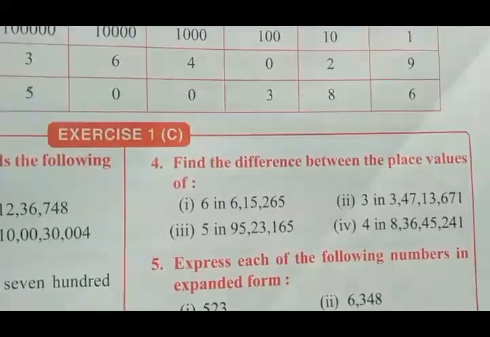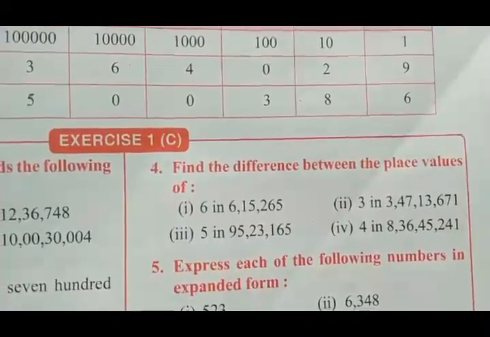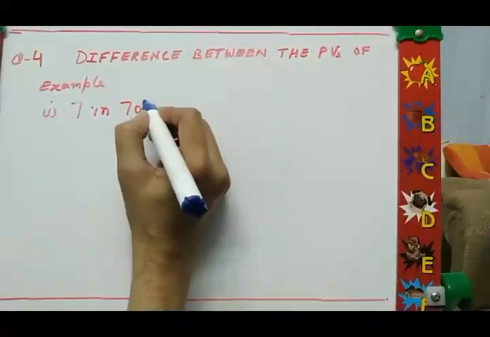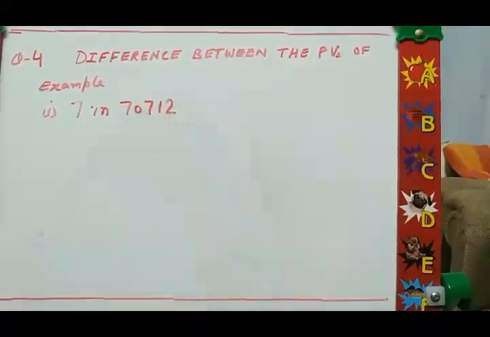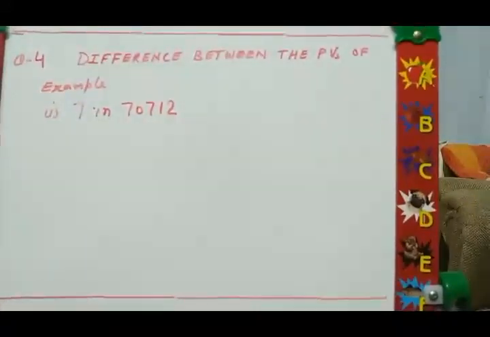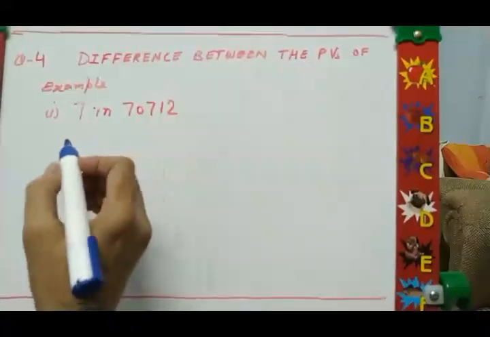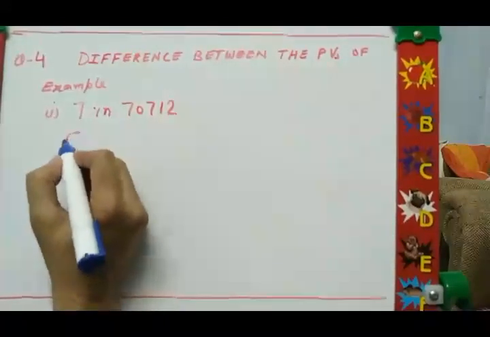Now moving on, question number 4, find the difference between the place values of, the first part is 6 in 6,15,265 and so on. There are 4 parts. Let's take an example. If I write 7 in 70712, here are 2 sevens, so there are 2 place values of the 7. Now first of all we write the first place value of 7.